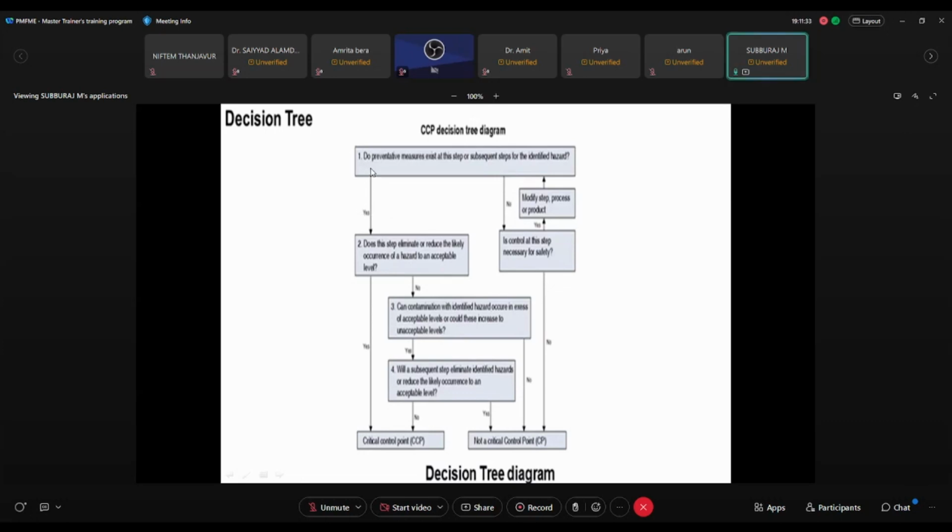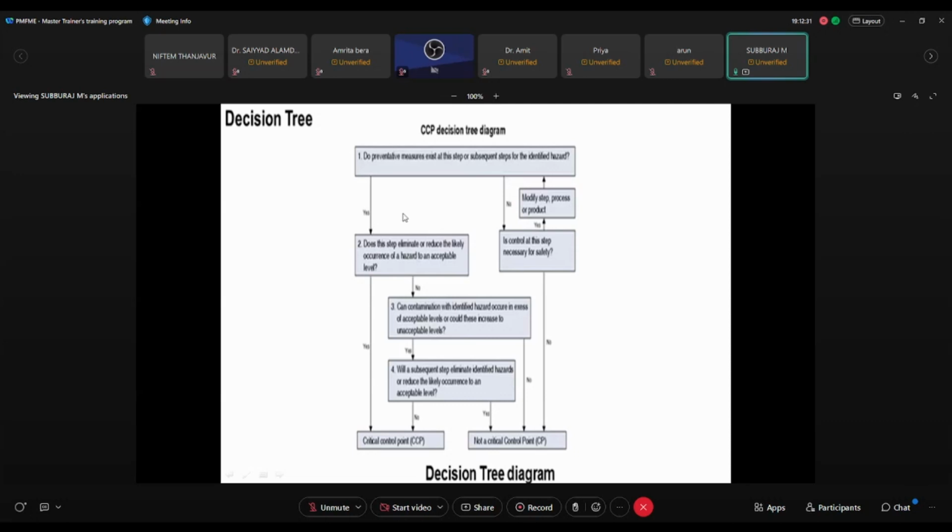The first question: do preventive measures exist at this step or a subsequent step for the identified hazard? Here I am putting the sieve. So whether it is animal hair, dirt, mud, fodder, grass, or silage, whatever is coming, this filter can filter it. The next question: does this step eliminate or reduce the likely occurrence of the hazard to an acceptable level? Yes, because I am putting a filter here, so all my physical matter is removed. If I put a microfilter or whatever filter, I can filter the physical things. So it is a critical control point.